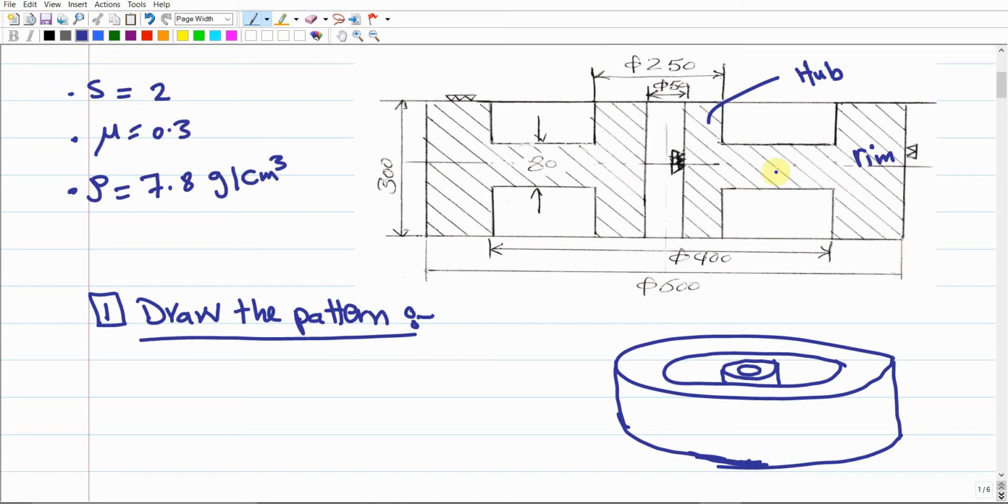All right, and there is something that already connects the hub to the rim, which should be the web already given here. So this web is a blank web. It means that it is filled everywhere inside this rim. So it's going to look like this. This part should be the web that already connects the hub to the rim, as given in this three-dimensional representation. All right.